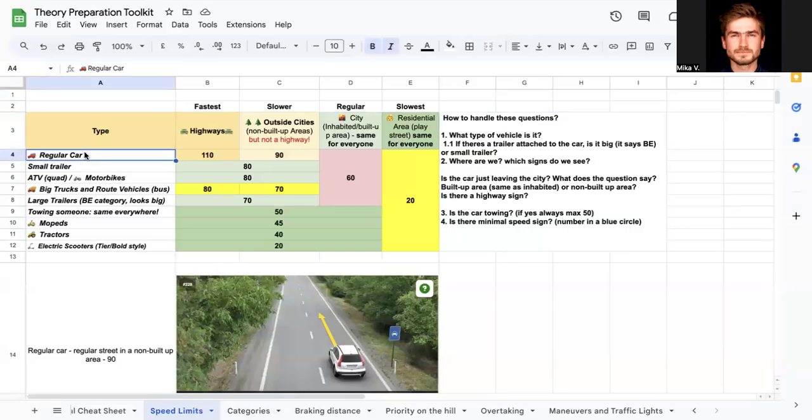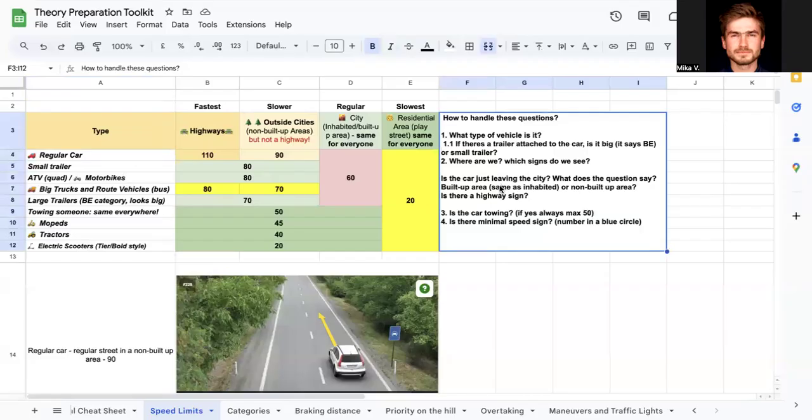So here you see a regular car on the left side, and the small trailer is very close to the regular car, just a little bit less. And here we have large trailers. They are much harder to drive, they're less mobile, so the speed is less than a small trailer or a regular car, right? Then we're asking ourselves, where are we?